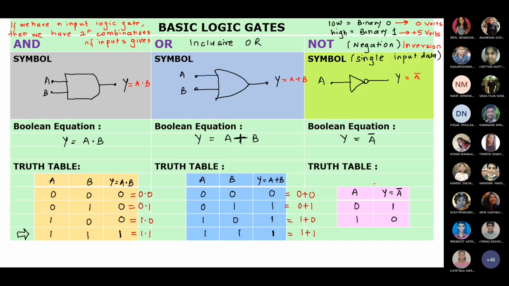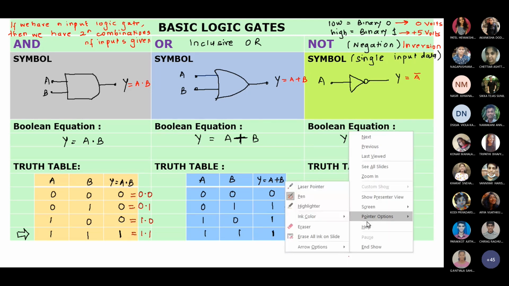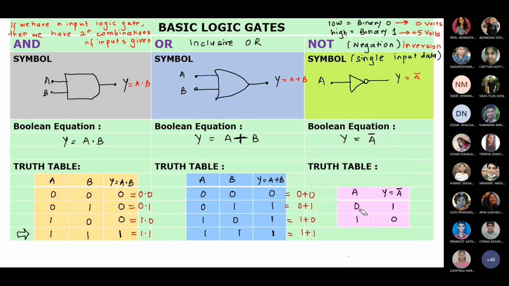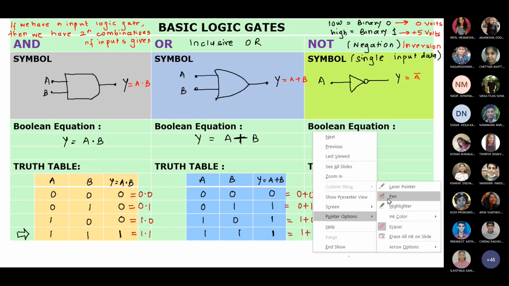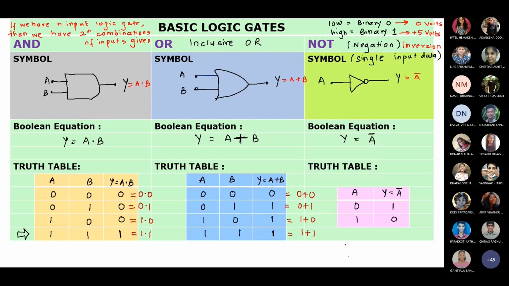It is a single input gate. For n inputs we have 2 raised to n combinations, so one input will have 2 raised to 1, meaning 2 combinations. That is, the input can be either 0 or 1. But when input is 0, output will be 1. When input is 1, output will be 0. That is the negation operation. Am I clear with basic logic gates, all of you? Yes, ma'am.